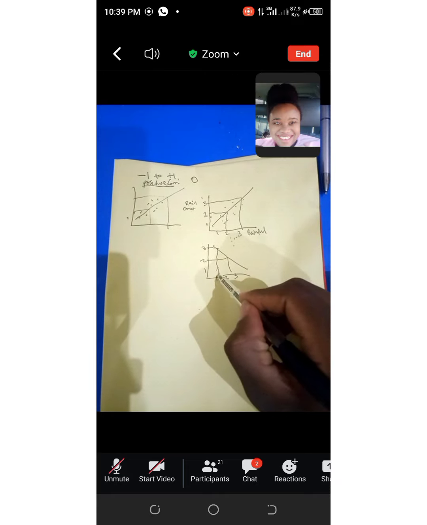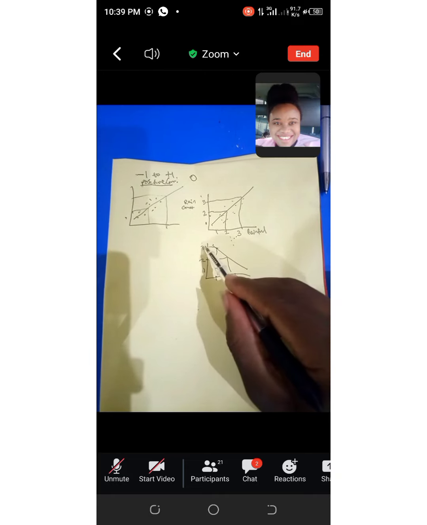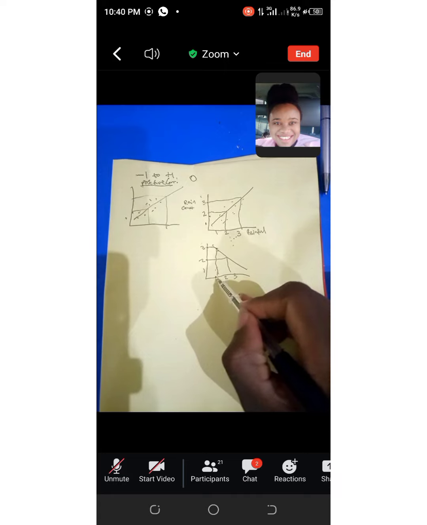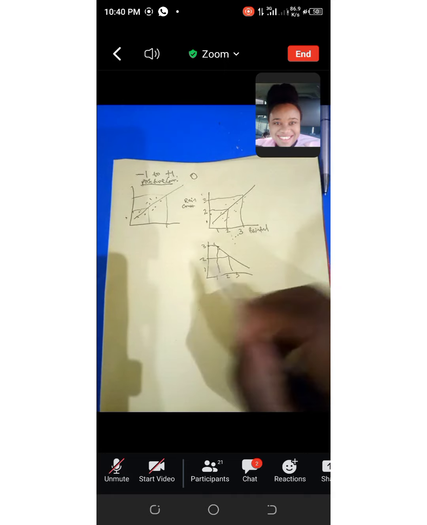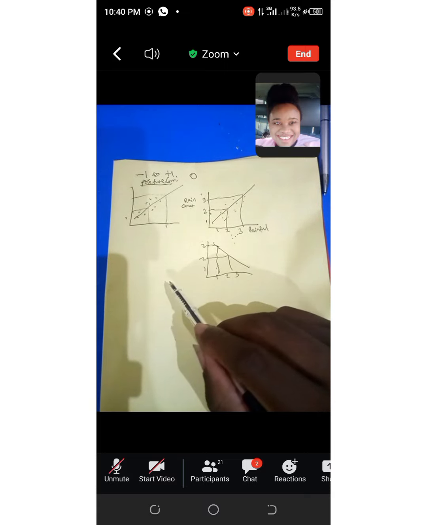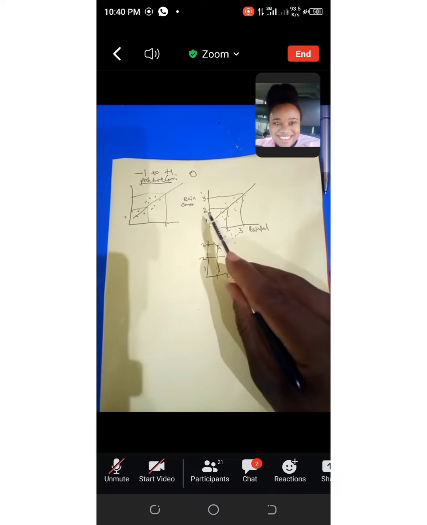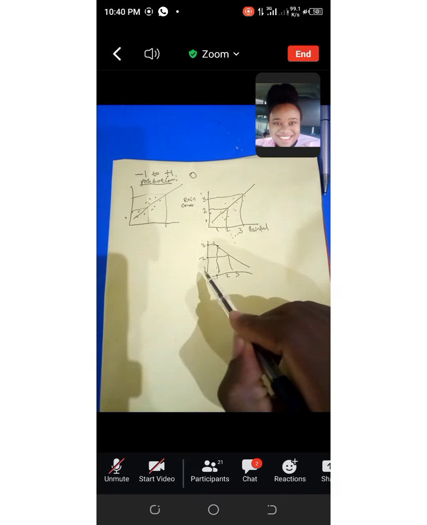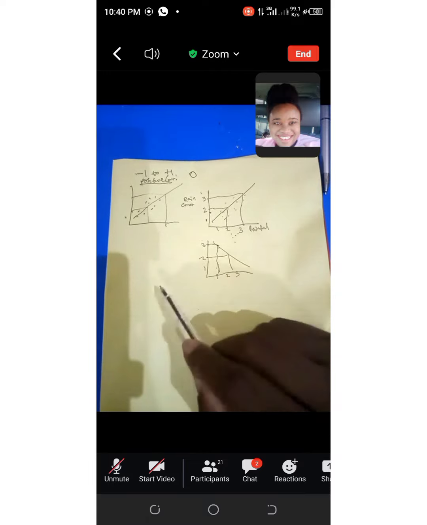So meaning an increase in one variable leads to decrease in the other variable. So as one variable is increasing, the other one is decreasing. And as one is decreasing, the other one is increasing. But for positive, increase, increase, decrease, decrease. For negative, increase, decrease, or decrease, increase. They are opposite.